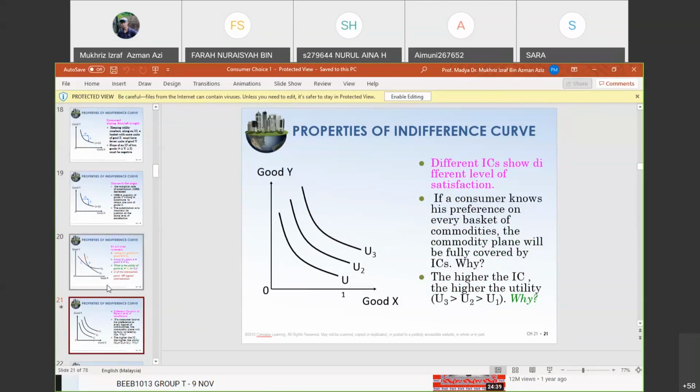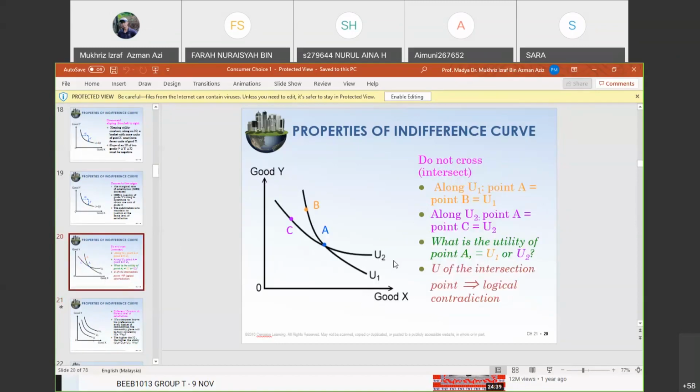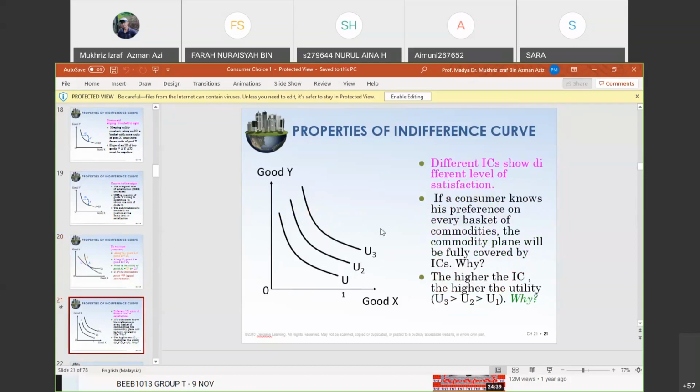But if two indifference curves intersect, you can see here that at this point you are at U1, but at U2 you are at C. By right, U2 should be higher than U1, but because they intersect, you do not know which one actually gives you the best level of satisfaction. So that is the simplest way to describe why indifference curves cannot intersect. This is the idea that U3 is better than U2, which is better than U1.